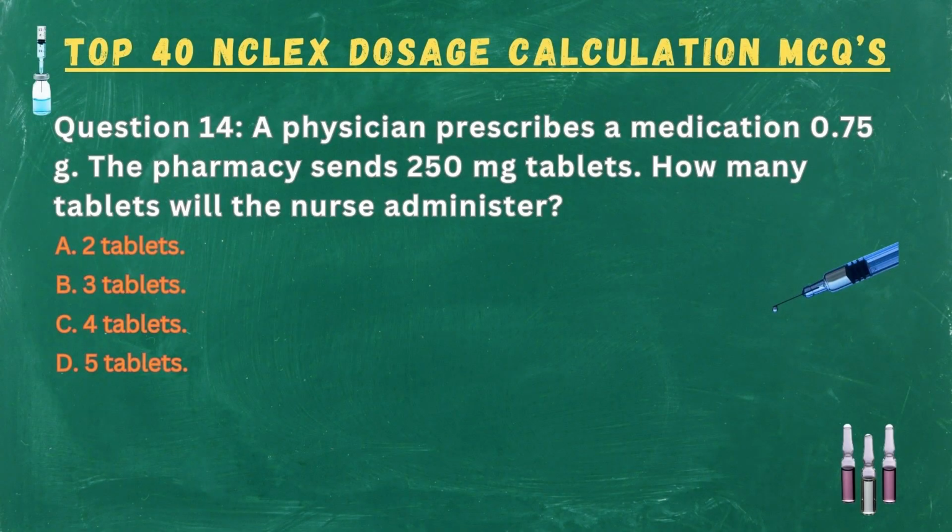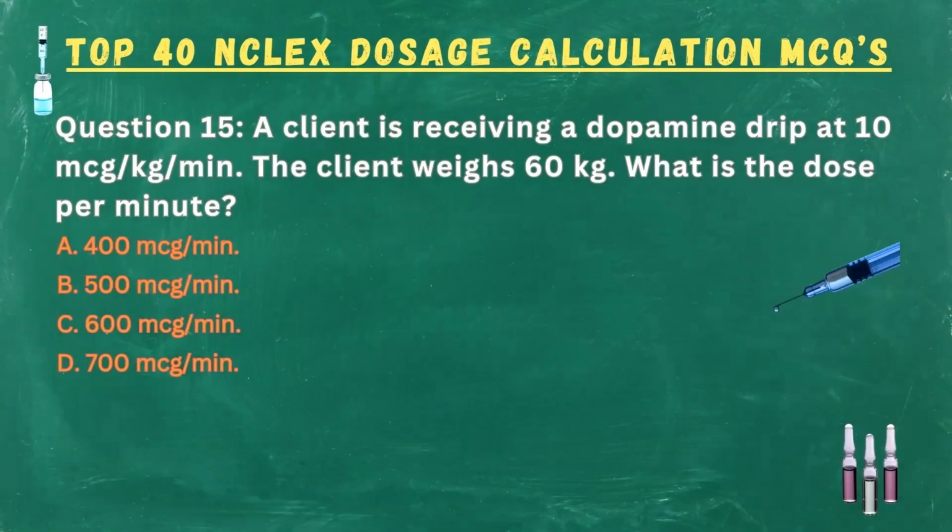Question 14. A physician prescribes a medication 750 milligrams. The pharmacy sends 250 milligram tablets. How many tablets will the nurse administer? A. 2 tablets. B. 3 tablets. C. 4 tablets. D. 5 tablets. Answer: B. 3 tablets.